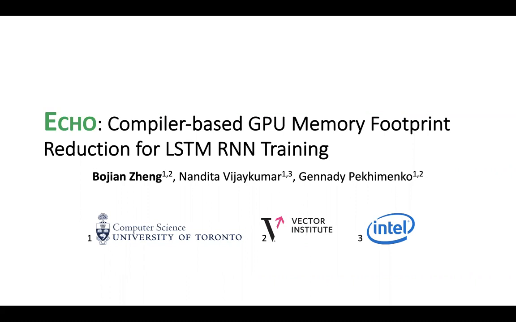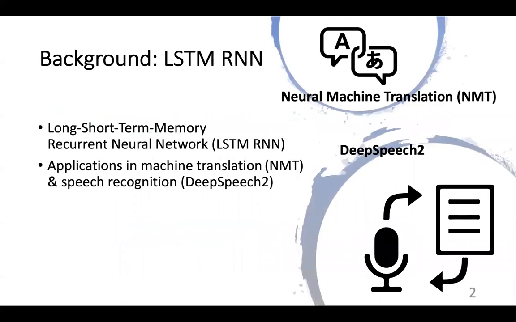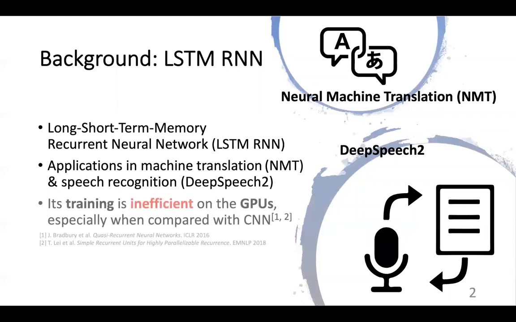In this talk, I will present our work, ECHO, which is a compiler-based GPU memory footprint reduction technique for LSTM-RNN training. The LSTM-RNN, which stands for the Long Short-Term Memory Recurrent Neural Network, is a model that has been heavily used in machine translation or speech recognition. Its training, however, has been shown to be less efficient on the GPUs, especially when compared with CNN.